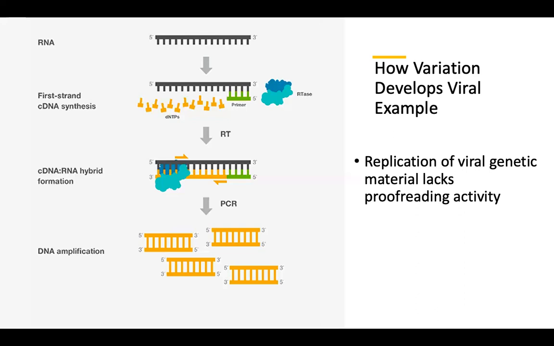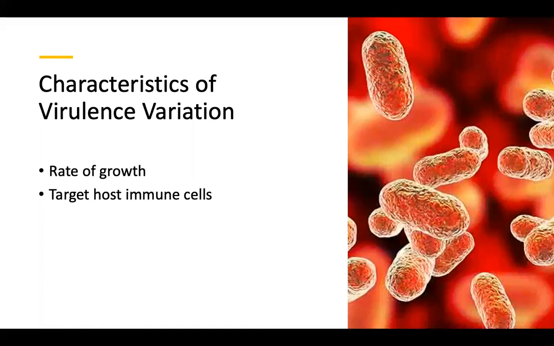Once a variation occurs in a pathogen, natural selection can place pressure on the pathogen to develop different traits regarding virulence and transmission. Some of the characteristics that are involved with virulence are the rate of growth of a pathogen and whether it can target host immune cells. If a pathogen has a very fast rate of growth, then it often has low virulence and does not cause a very serious infection. But if it has a slower rate of growth, it's more beneficial for that pathogen to be more virulent and cause more serious illness in that host.